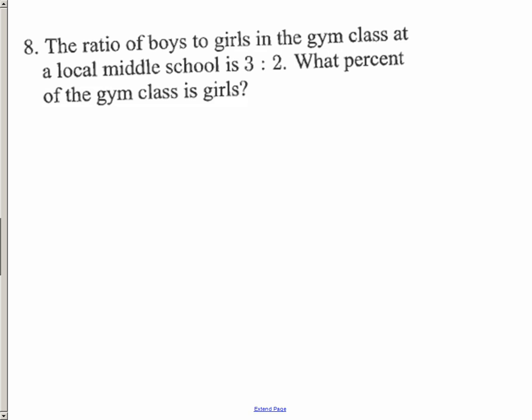The ratio of boys to girls in the gym class at a local middle school is 3 to 2. What percent of the gym class is girls? This is very similar to another problem we did about the strawberry jam. We talked about how many cups of sugar to cups of strawberries. It's almost identical. Let's take a look at it right here. Here's a 3 to 2 ratio. It is boys to girls.